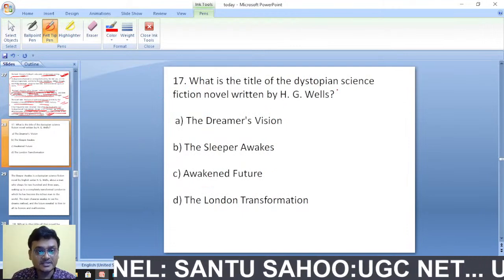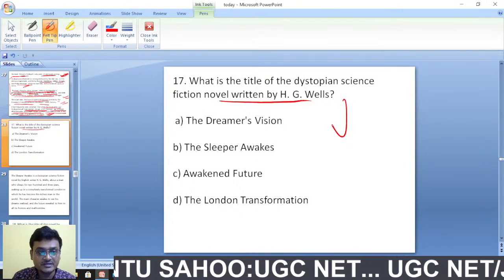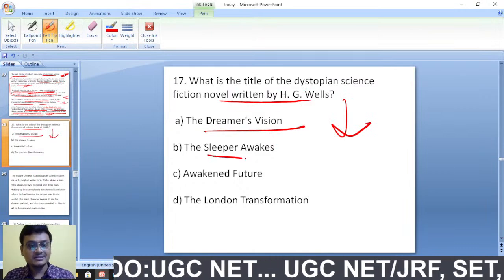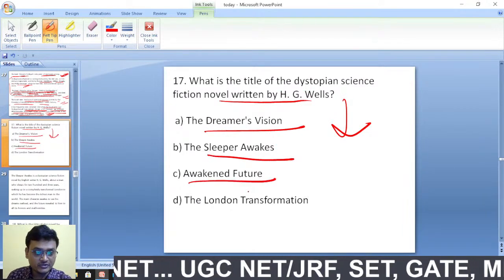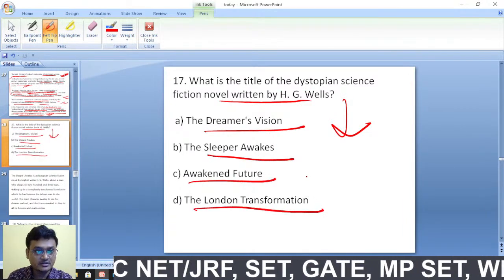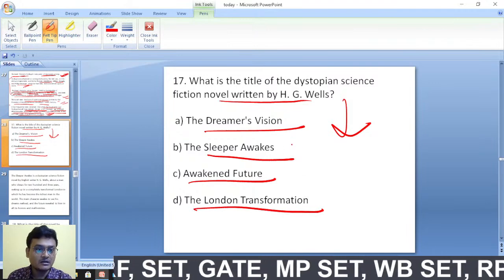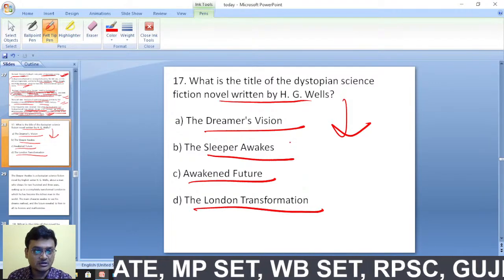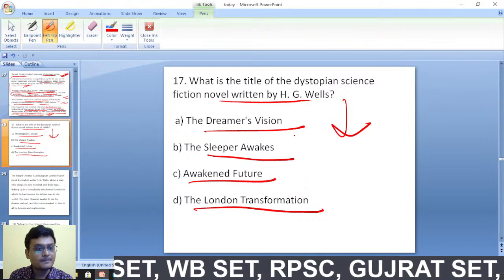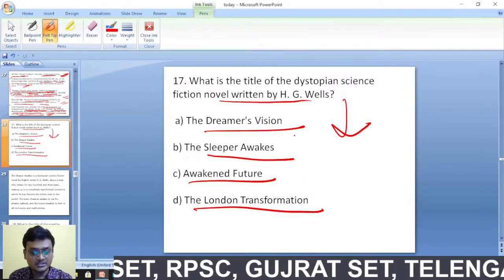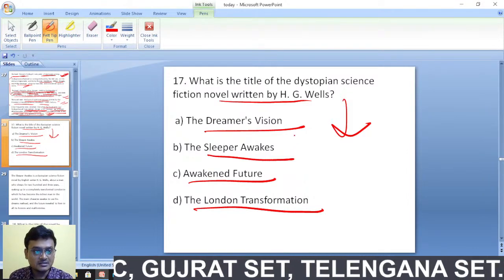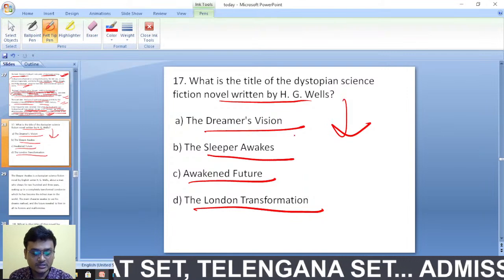What is the title of the dystopian science fiction novel by H.G. Wells? The Dreamer's Visions, The Sleeper Awakes, Awakened Future, The London Transformation. H.G. Wells has written another dystopian science fiction novel. Which one is this? The Sleeper Awakes, The Dreamer's Vision, Awakened Future, The London Transformation.